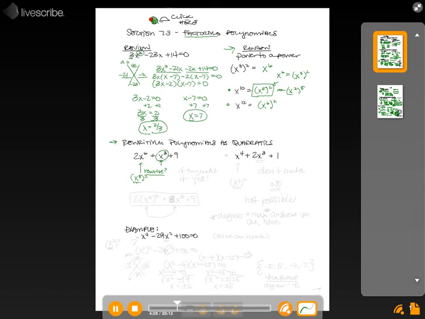Now notice that the x cubed in our parentheses matches the x cubed in our problem, and that's what we want. If they match, yes, you can rewrite it. That was a test to see if we could rewrite it. And then if we go ahead and rewrite the problem, it would be 2 times x cubed squared plus x cubed plus 9. And that would be our answer if we rewrite it.